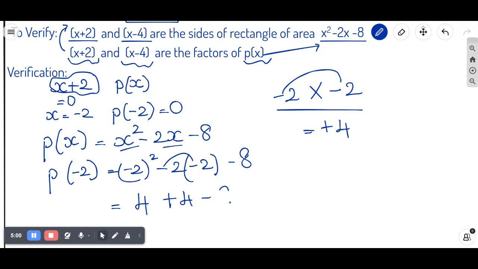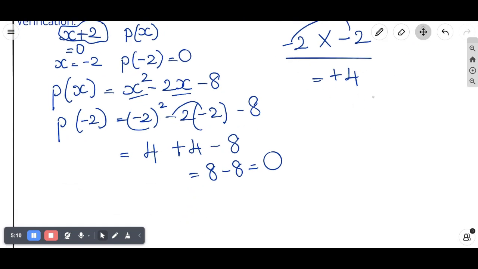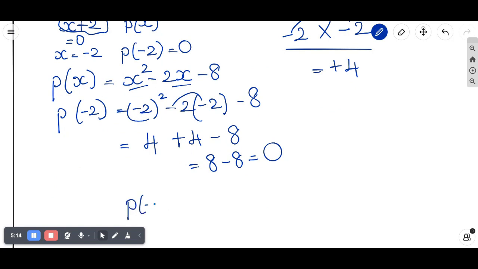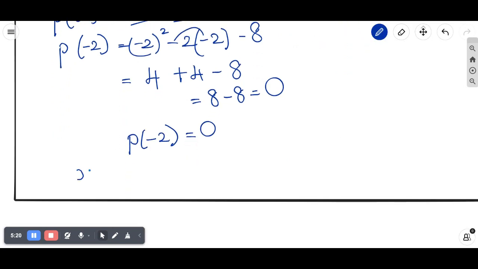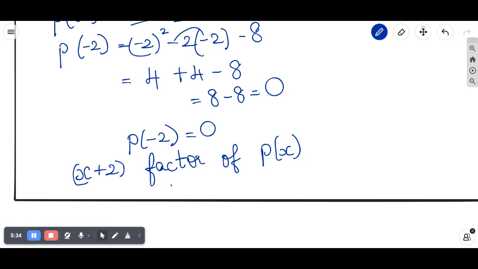And this − 8, write it as such. The next step will be 4 + 4 is 8, so equal to 8 − 8, which is equal to 0. So what we have got here is your p(−2) is equal to 0. And now how you can conclude is, if p(−2) = 0, x + 2 is a factor by the factor theorem. Okay, x + 2 is a factor of p(x), from which you can say x + 2 is a side of the polynomial which has an area of p(x). So x + 2 is the side. One is verified. Let us move on to the next part.